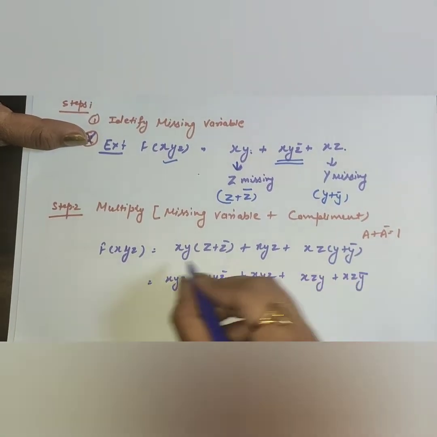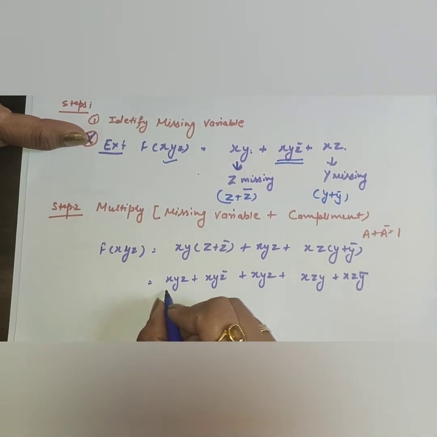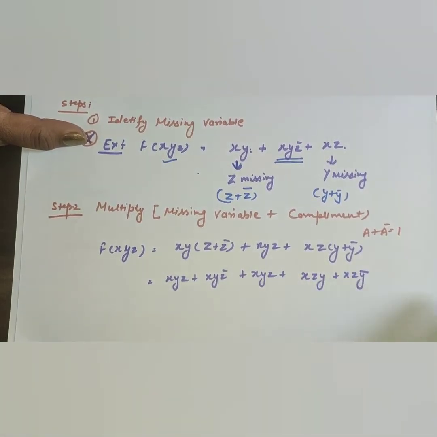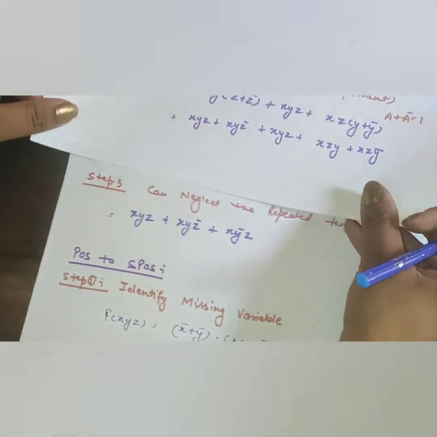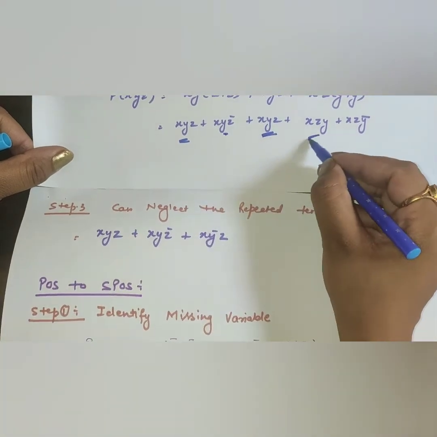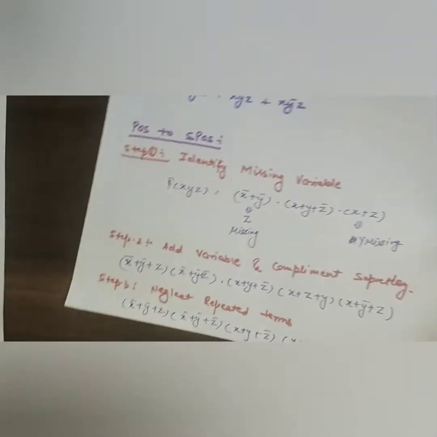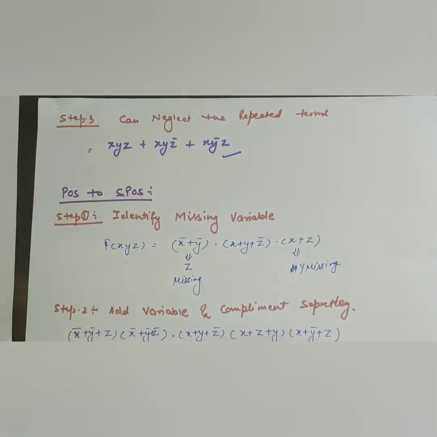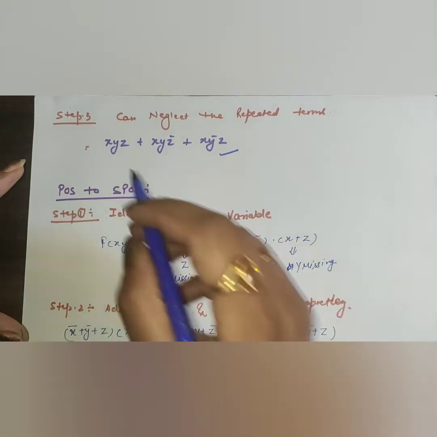Now by the distributive law, we get x y z plus x y z bar plus x y z bar plus x y z plus x y bar z. Now we can neglect the repeated terms. You can check, there are repeated terms, such as x y z appearing multiple times. So we have to neglect the repeated terms. So we can write x y z plus x y z bar plus x y bar z. So this is a standard SOP form because it contains all the variables in each product term.